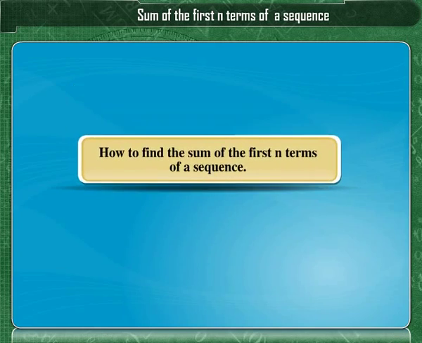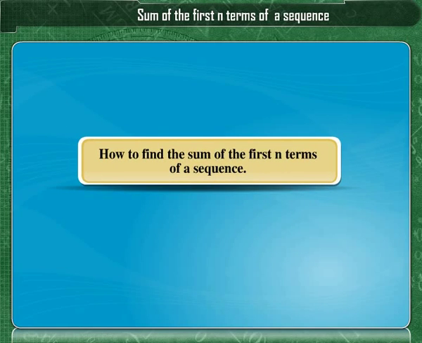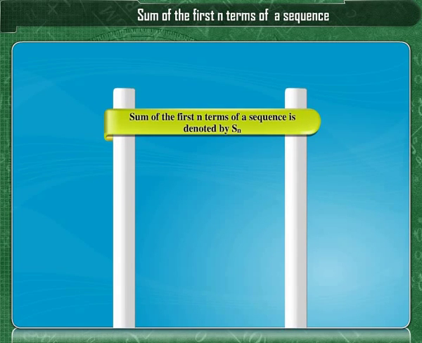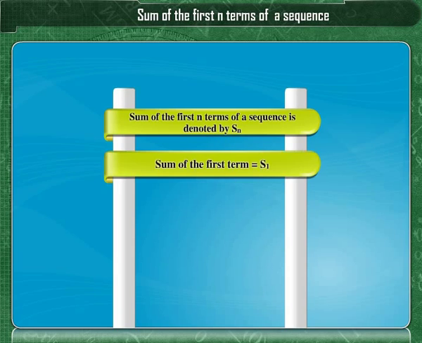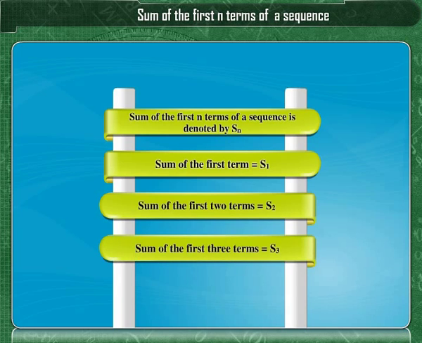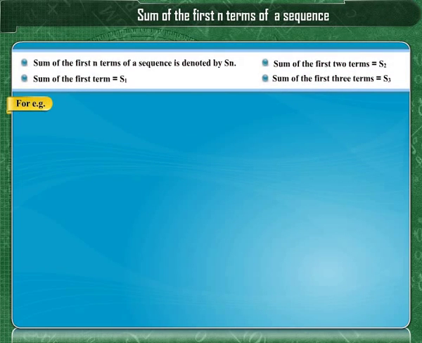We will now learn how to find the sum of the first n terms of a sequence. In general, the sum of the first n terms of a sequence is denoted by Sn. Therefore, the sum of the first term is denoted by S1. Sum of the first 2 terms is S2. Sum of the first 3 terms is S3, and so on. Let us take an example.